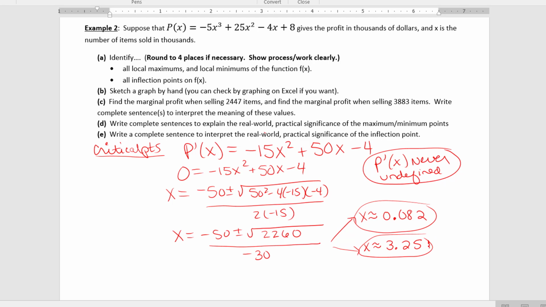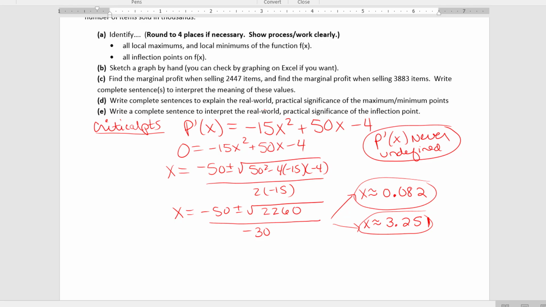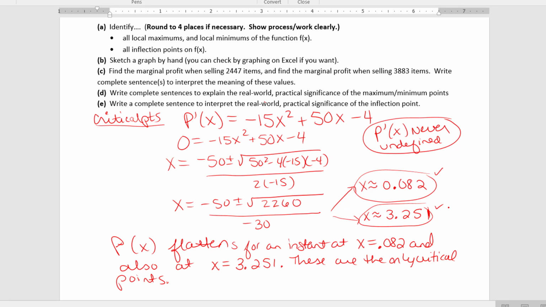At this point, I definitely want to write a sentence to explain what I have now determined. We were finding critical points. I set the derivative equal to 0. I found these two answers. This tells me that p of x has two critical points. P prime of x equals 0 at these two x values. That tells me p of x flattens for an instant at x equals 0.082 and at x equals 3.251, and these are the only places where p of x flattens. Furthermore, we know that these critical points are potential maximum or minimum points.